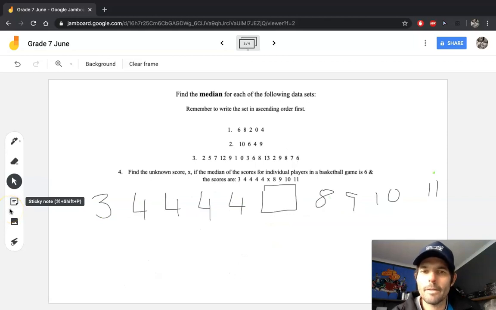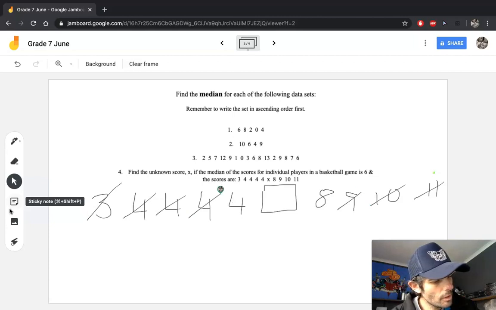You need to find a missing entry. Okay, so we need to find the unknown score of x, and that told us that the median of the scores for individual players in a basketball game is 6, and there's an even number of entries, so we can simply cross them off to find out which is our middle values.